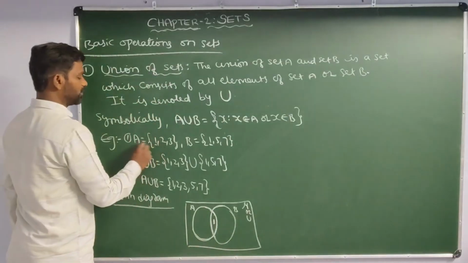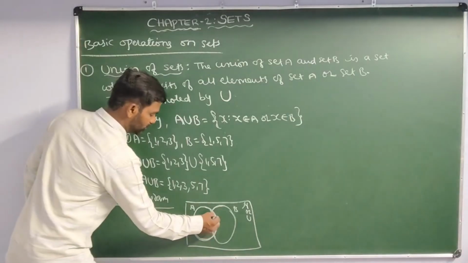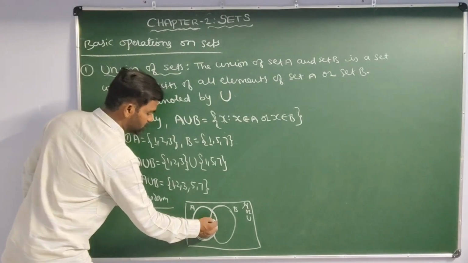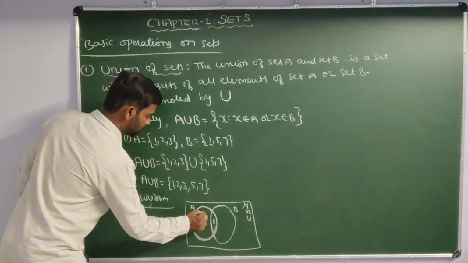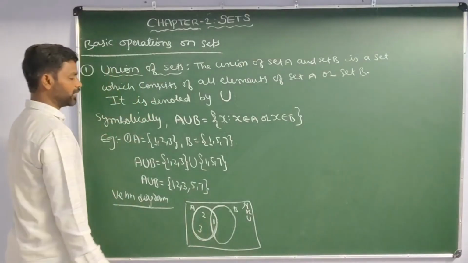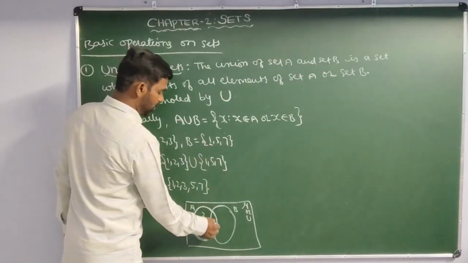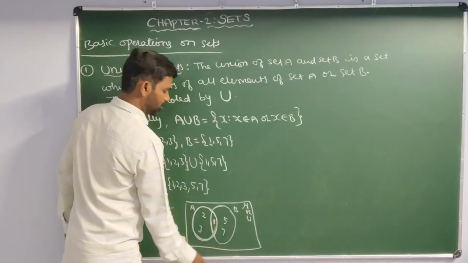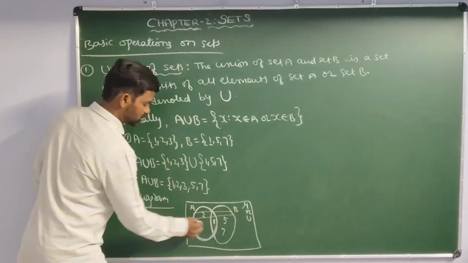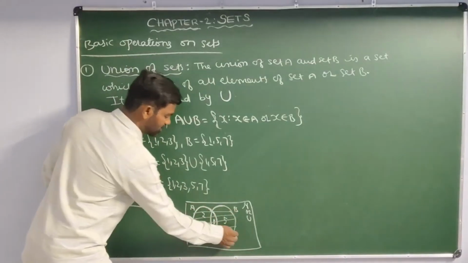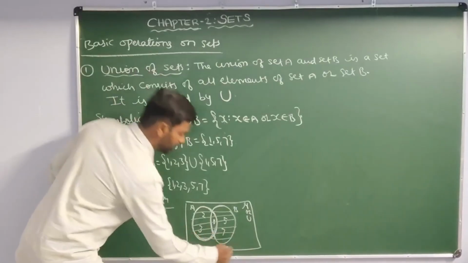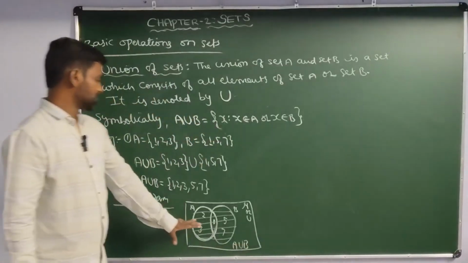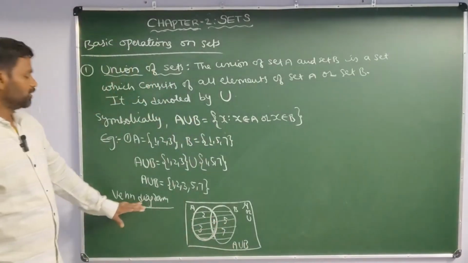What are the elements of A? 1, 2, 3. This is the region of A, no? So 1 we have already written here, then 2 and 3 we have to write. Next, 1 is already written for set B. Remaining elements are 5 and 7. Then we have to shade this total region. So this is the representation of A union B in a Venn diagram.